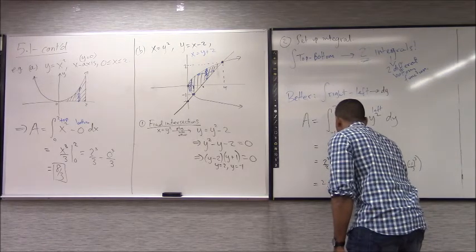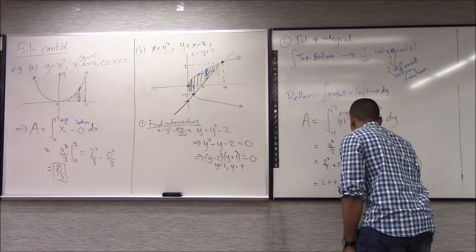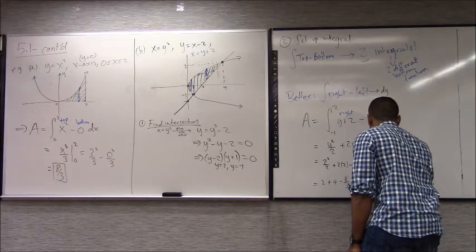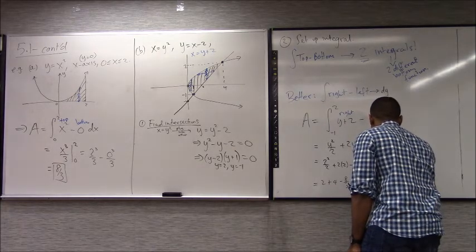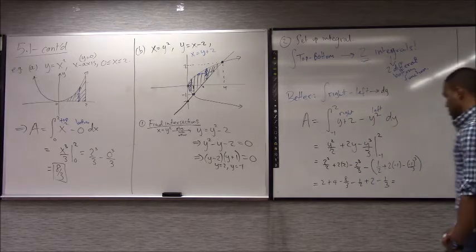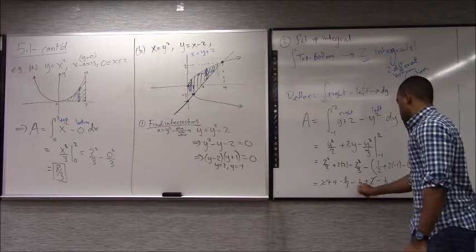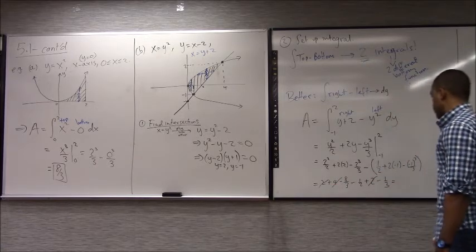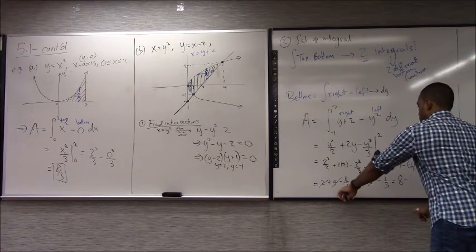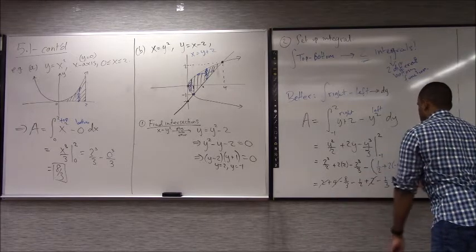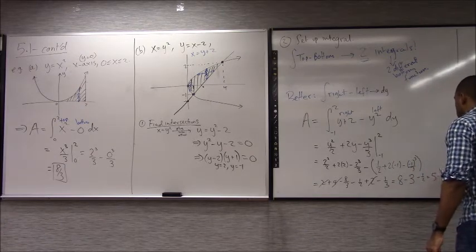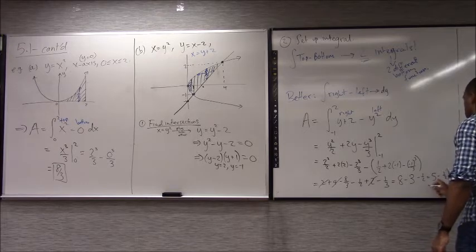That's 2 plus 4 minus 8 over 3 minus a half plus 2 plus minus 1. That's 2 plus 2 is 4 plus 4 is 8. That's 8. 8 over 3 minus 1 over 3 is 9 over 3. That's just 3. Minus a half. So that's 5 minus a half, which is what?